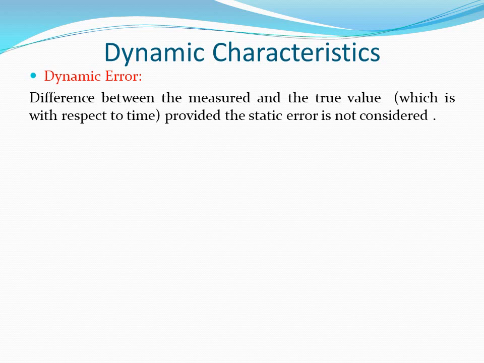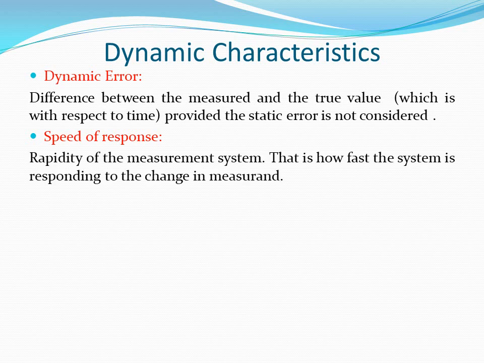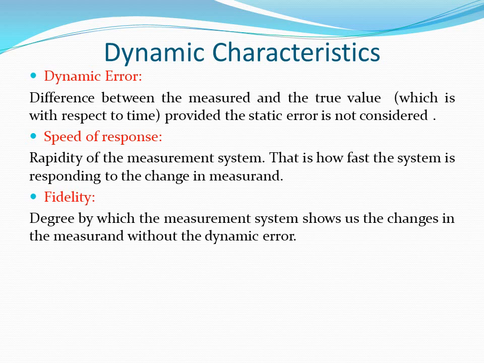The next type of dynamic characteristic is speed of response. It shows how fast the transducer or the device responds to the input. It is the rapidity of the measurement system, how fast the system responds to the measurement signal. The next one is fidelity. Fidelity is the ability of the system to produce output without a dynamic error. So if the system is producing an output without error, then I can say its fidelity is good. It is the degree to which the measurement system shows the changes in the measurement without the dynamic error.